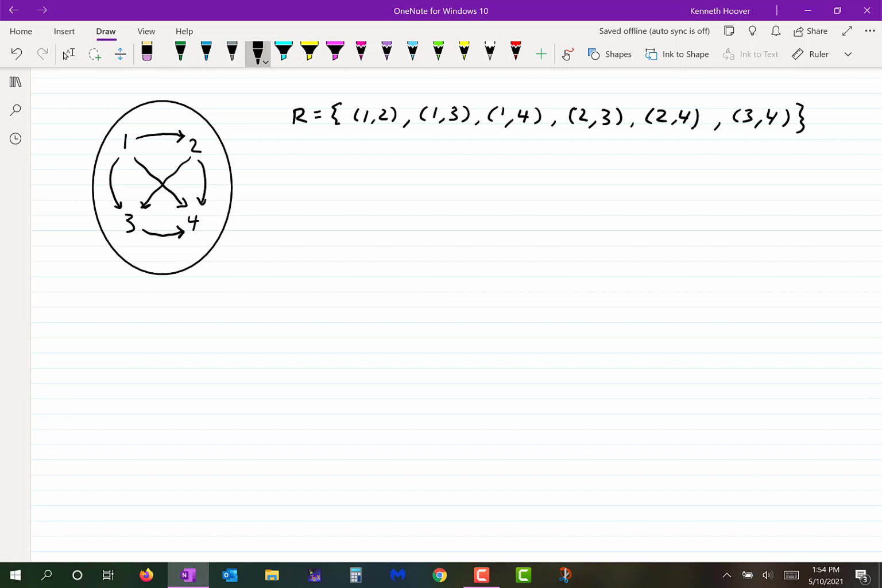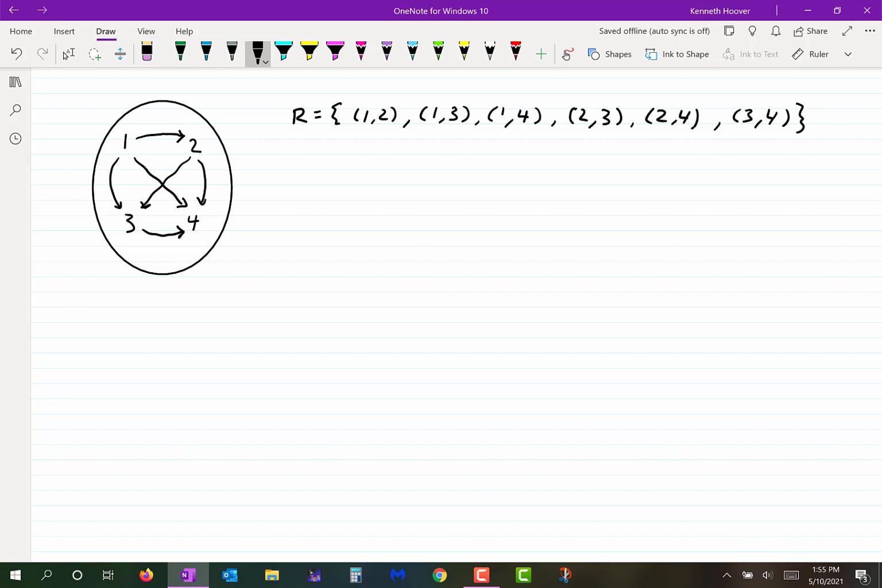Is that an equivalence relation? No, it is not. It in fact fails reflexivity and symmetry. It's not reflexive because 1 is not less than 1. 2 is not less than 2. 3 is not less than 3. 4 is not less than 4. Okay? It's also not symmetric. 1 is less than 2, but 2 is not less than 1, and so on and so on.